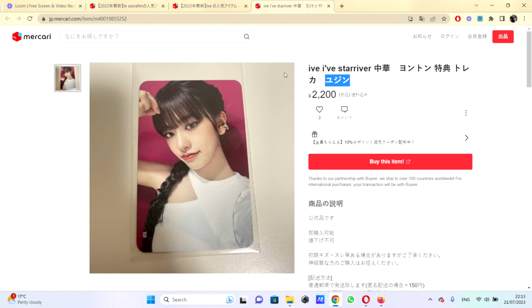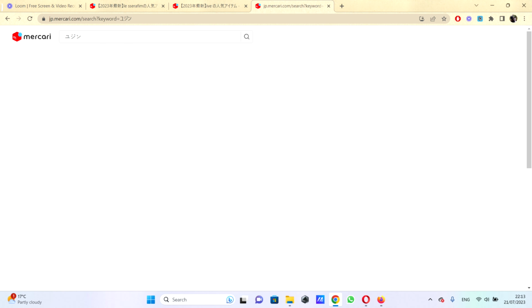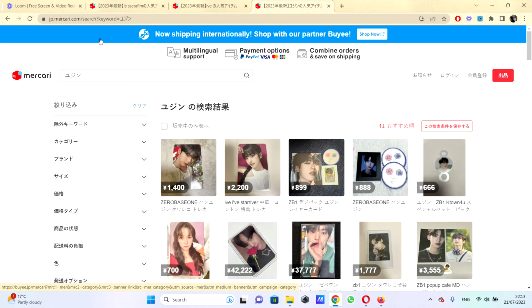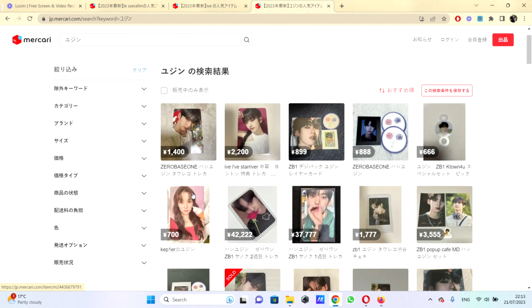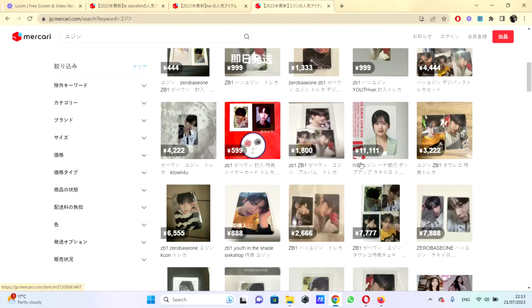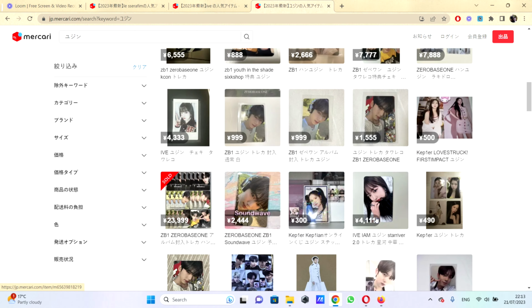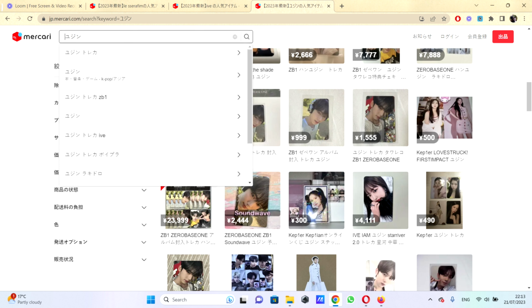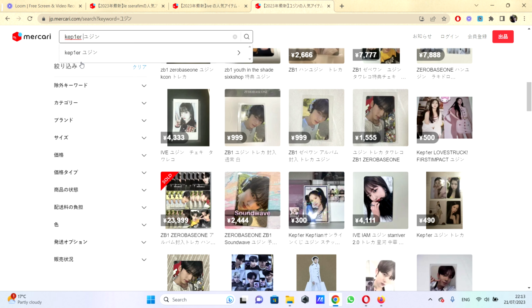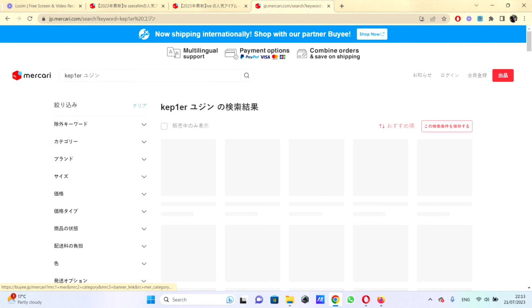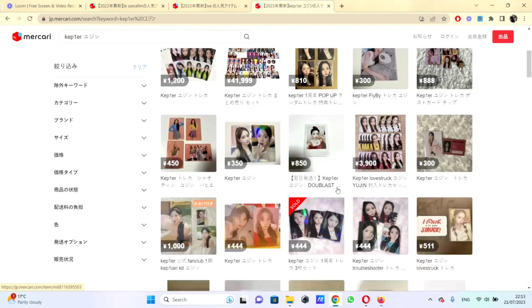Now if you put in just Yujin, there might be issues because there's a lot of Yujins. For example, Zero Base One just debuted, so there's the Yujin from there. Kepler has a Yujin, so she's there. It's just a mix of different people, and if you're looking for just one, that can get pretty annoying. As you can see, they put in ZB1, Ive, Zero Base One, Kepler. Basically, the names in English are there. So you can just specify, and for example, I'm looking for Kepler's, so I just put in Kepler, and then it's just Kepler.